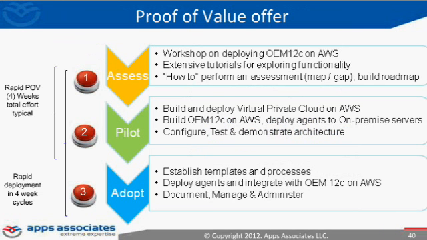So here is a proof of value offer where within 4 weeks, we are able to do an assessment and a pilot deployment phase for your environment, for your organization, where we would go through an assessment phase of showing how to design an Oracle Enterprise Manager environment running on AWS, and quickly build a pilot phase with the VPC, a virtual private cloud environment in AWS, and a fully deployed Oracle Enterprise Manager 12c environment, managing and monitoring a specific set of applications and infrastructure that you're interested in testing this with. Configure, test, and demonstrate the architecture.